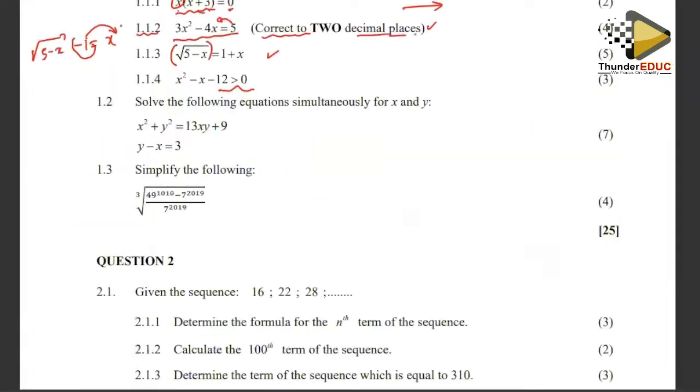All right, then we move on to 1.2. So with 1.2, it's a simultaneous equation.